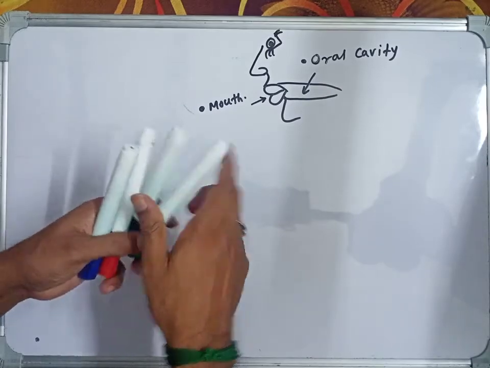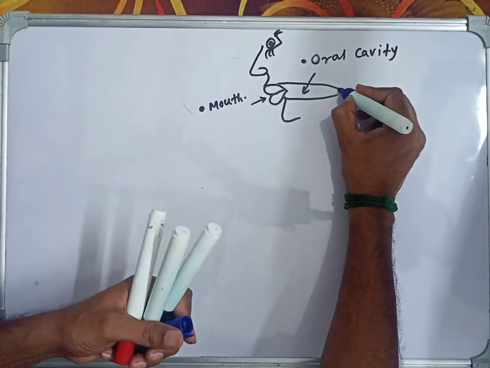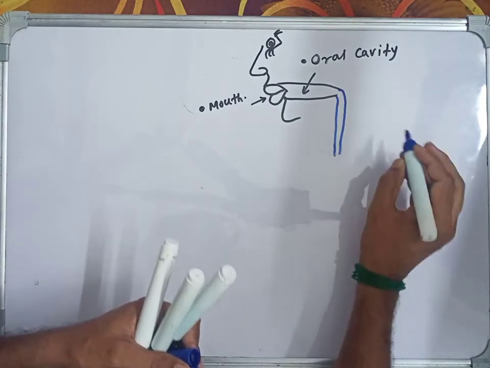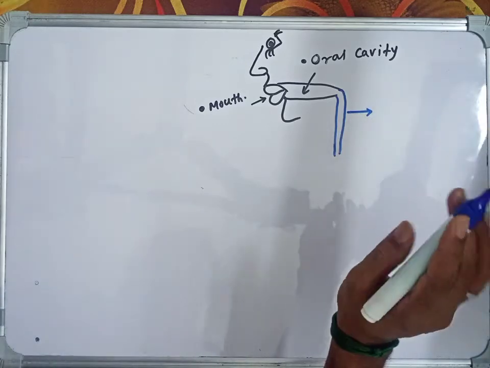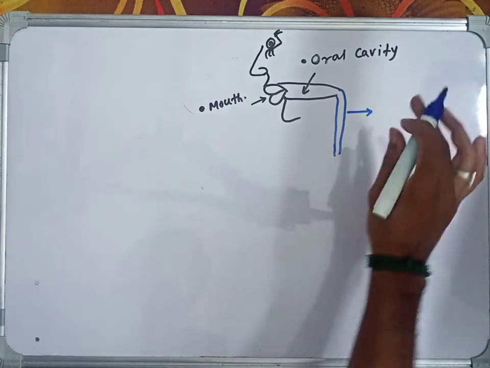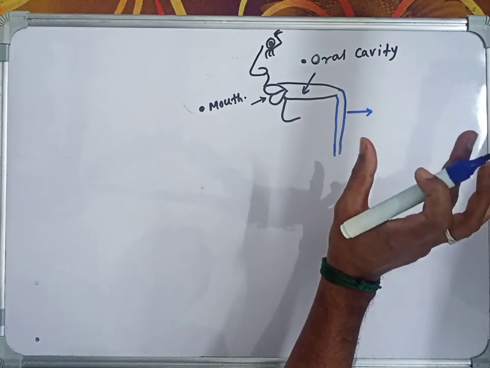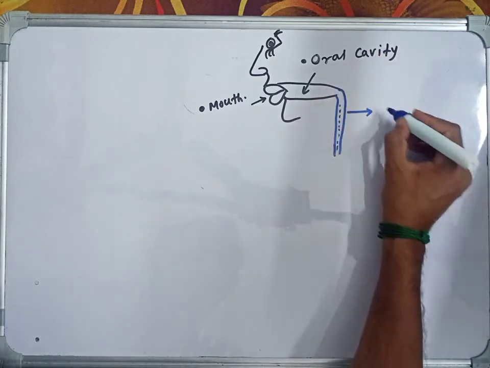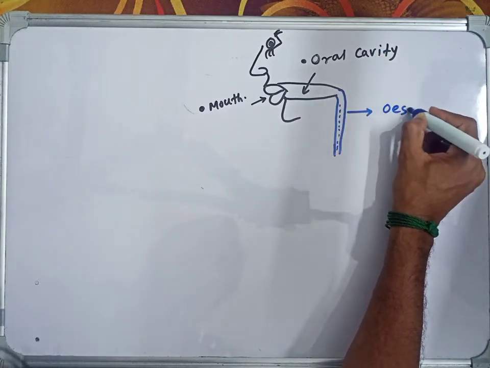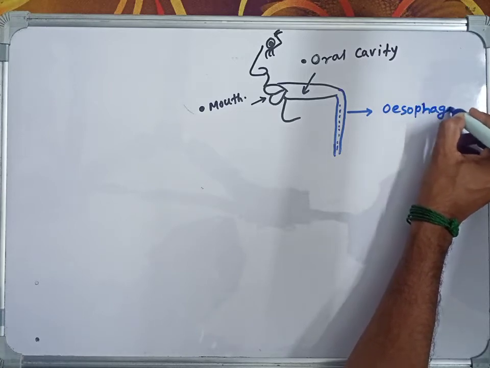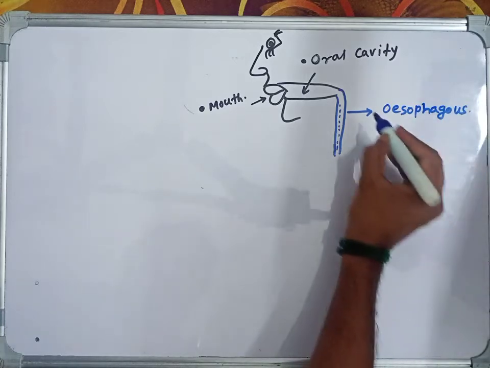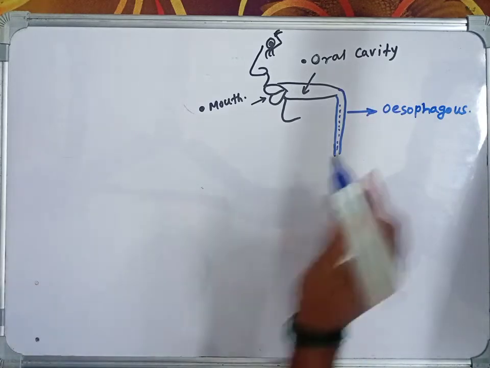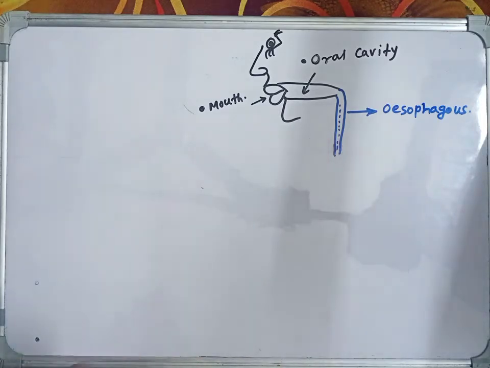Now after this buccal cavity, it turns down, and this downward long structure is called the esophagus, right? This long tube-like structure after the oral cavity is called esophagus, spelled O-E-S-O-P-H-A-G-U-S. Every point needs to be understood as well as learned, my dear. This esophagus is a long tube-like structure, right?